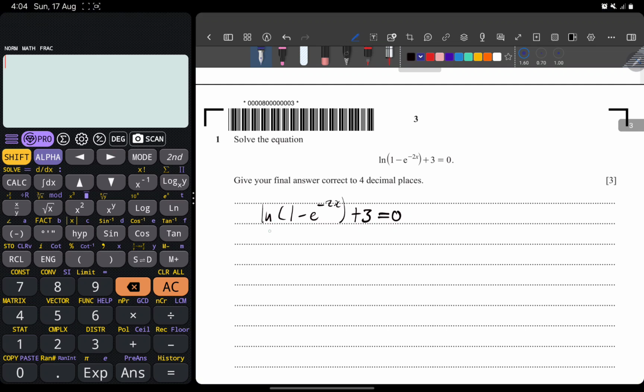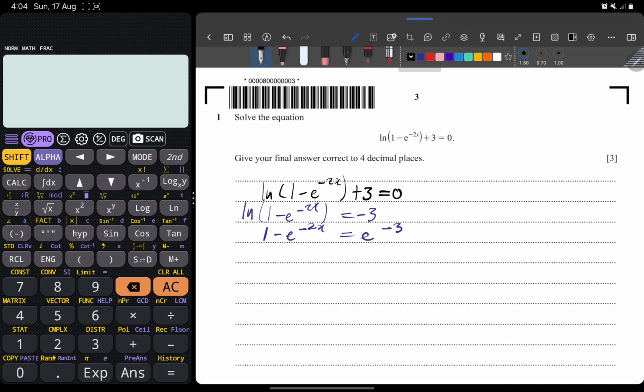Now, what are we going to have? We're going to have ln of 1 minus e to the negative 2x is equal to negative 3, which means we can now say 1 minus e to the negative 2x is equal to e to the negative 3. We take ln to the other side, it becomes e to whatever was there. Now, when I have something like this, I can just make x the subject and I'll be done. So I'll take this e to the other side. I'll have 1 minus e to the negative 3 is equal to e to the negative 2x, because I need to make x the subject.